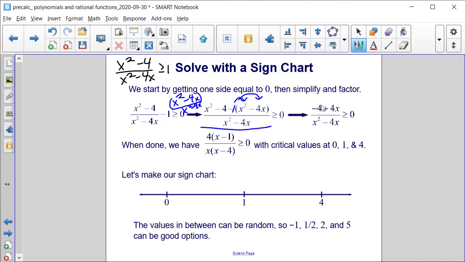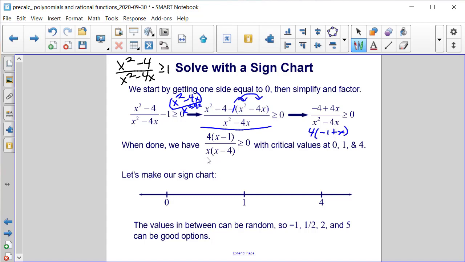We can also factor. If you notice the top, we have a common factor of 4. I can pull it out, and when I do that, I get 4 times negative 1 plus x. Using the commutative property, you can swap these two around and get x minus 1. And then in the bottom, we can factor out an x, and you're left with x minus 4. So here is our factored form of our rational function, and it is greater than or equal to 0. We're going to have critical values of 0, 1, and 4. How did we get those?